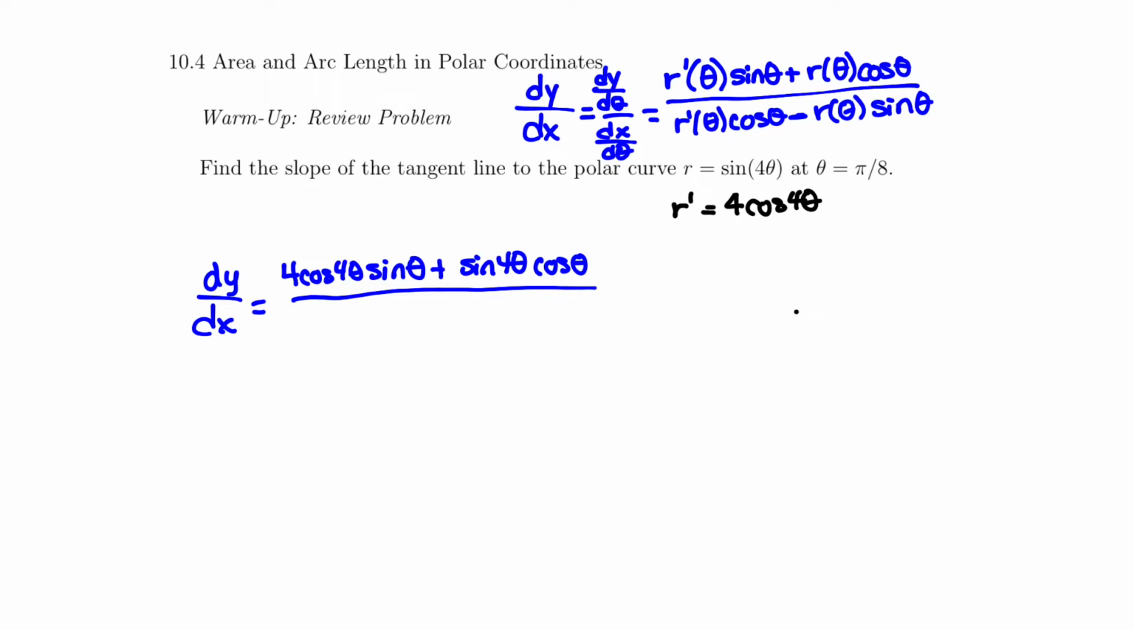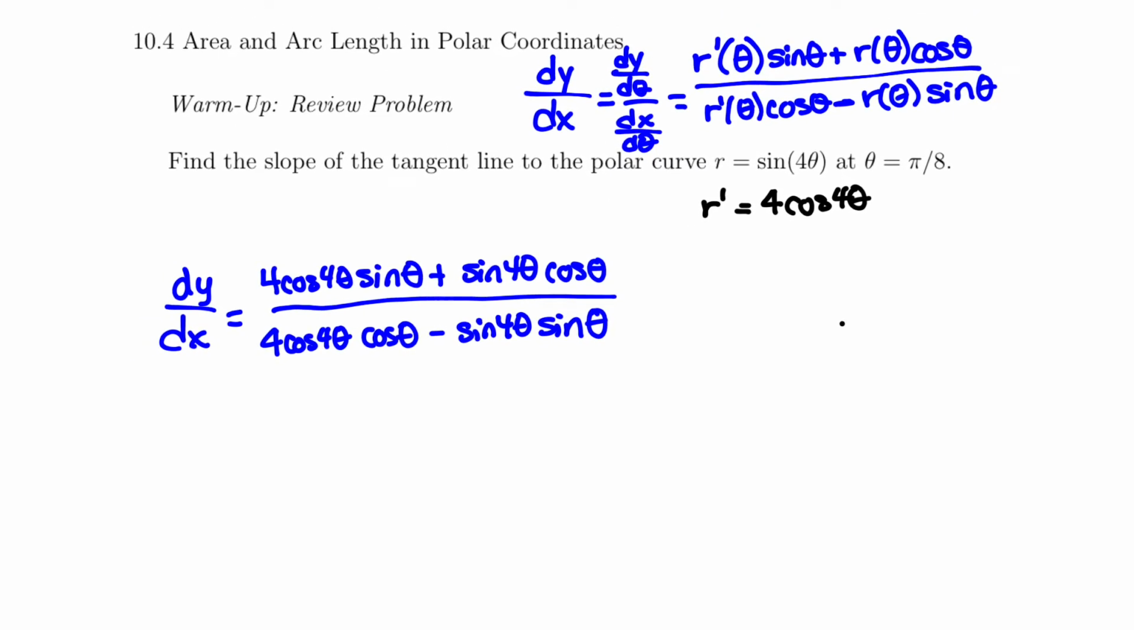Here we go. And then we have underneath it 4 cos 4 theta times cos theta minus sine 4 theta sine theta. And really, you can't put those together. That's trigonometry, okay? Sometimes we forget all our trig rules. But if you have different angles, you can't combine, okay? Unless you use some big fancy identities for trigonometry.